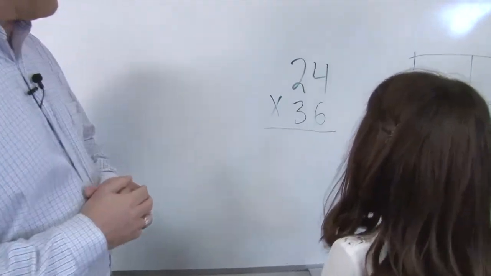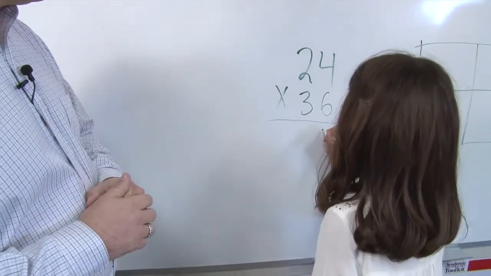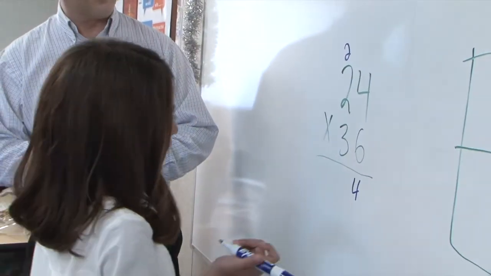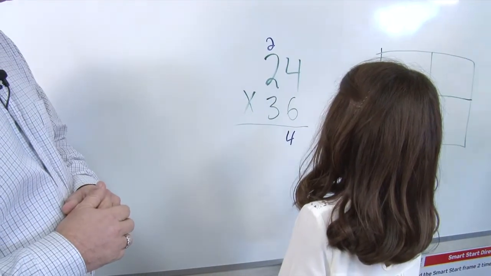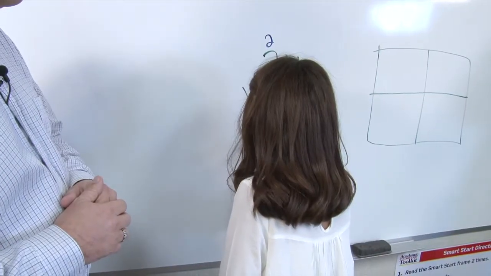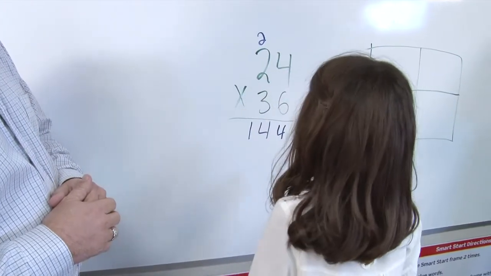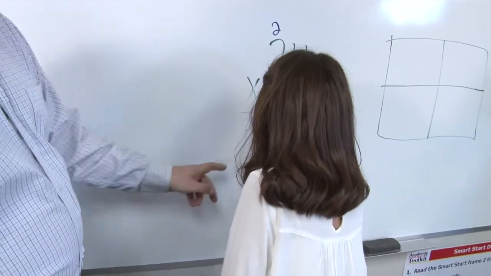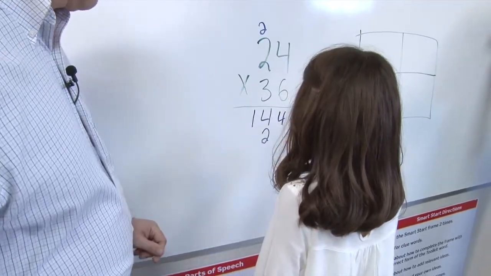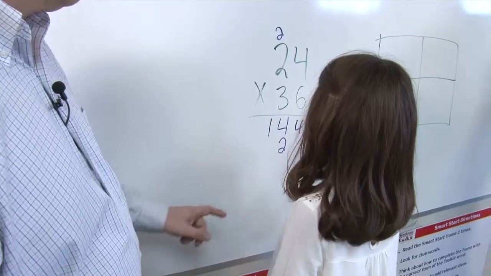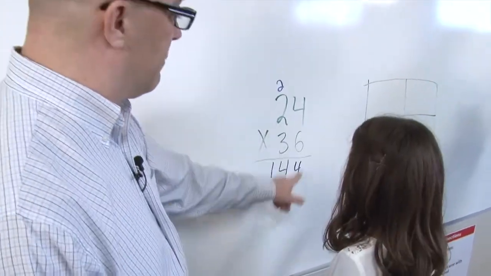Okay. 4 times 6 is 24. And then 6 times 2 is 12. Plus 2, 14. Okay. And then 3 times 4 is 12. Now, why did you write the 2 there instead of over there? Because you're skipping 1 over. Right. So you're doing it correctly.